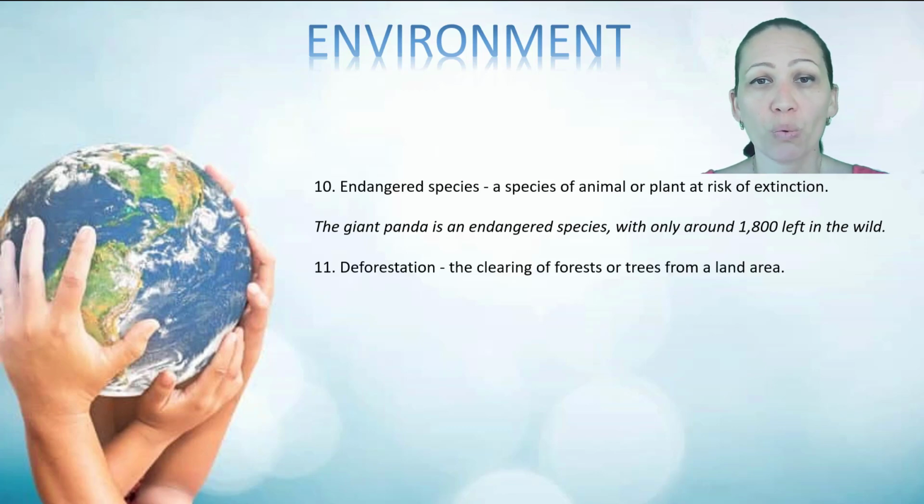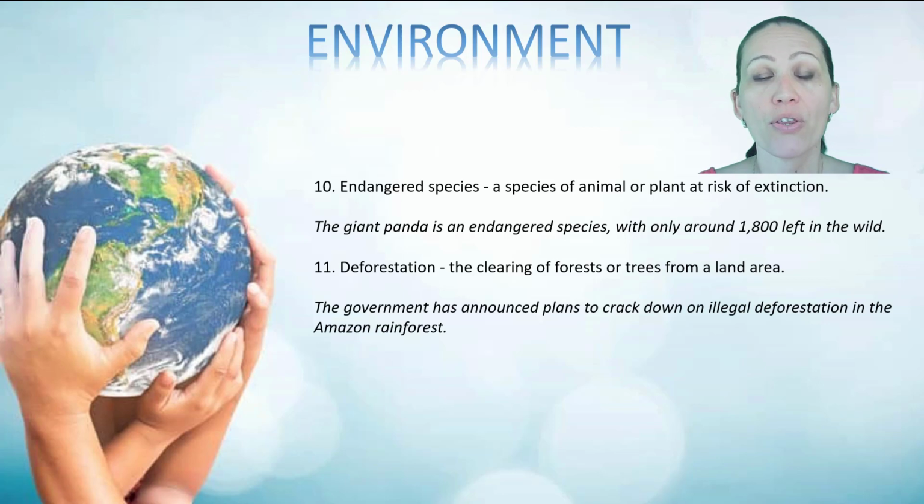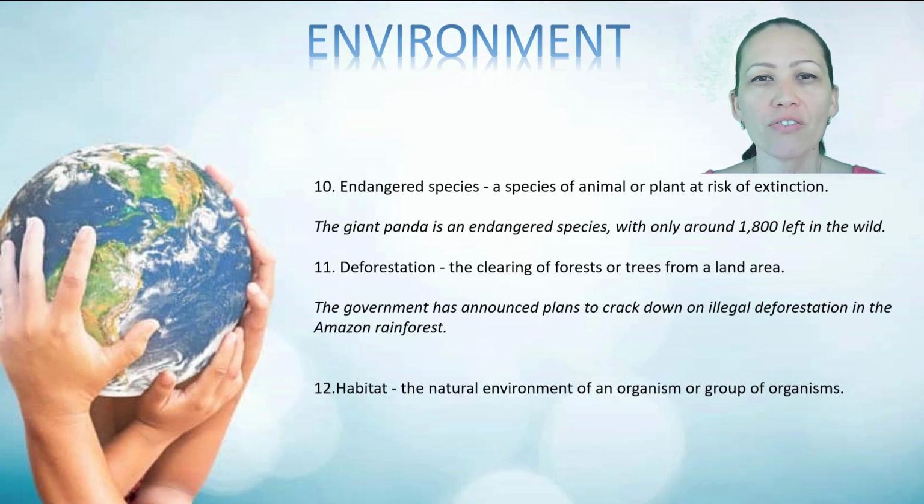Another environmental issue we need to talk about during our speaking and writing exam is deforestation. What is deforestation? Deforestation is the clearing of forest and trees from a land area. For example, the government has announced plans to crack down on illegal deforestation in the Amazon rainforest. So here we're talking about illegal deforestation, and in order to crack down, to stop this illegal deforestation, the government has announced some plans.